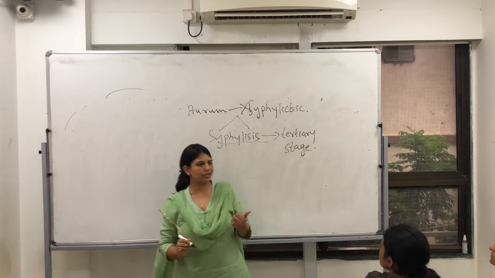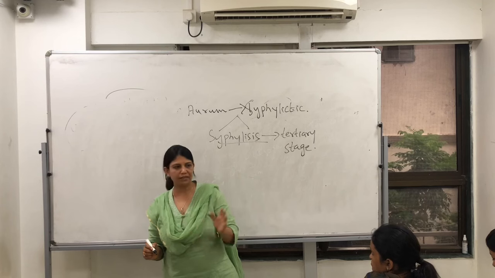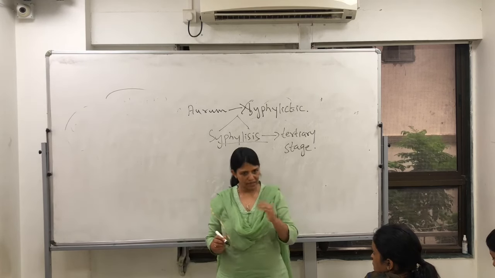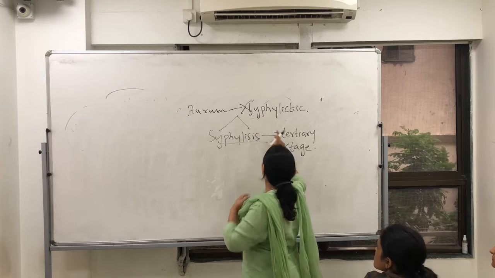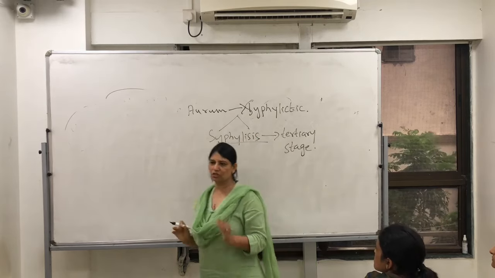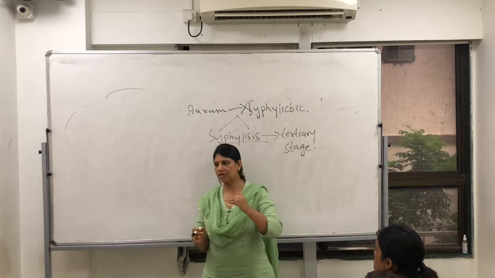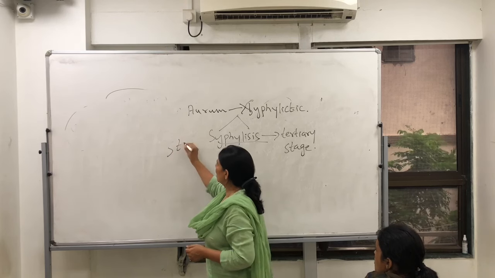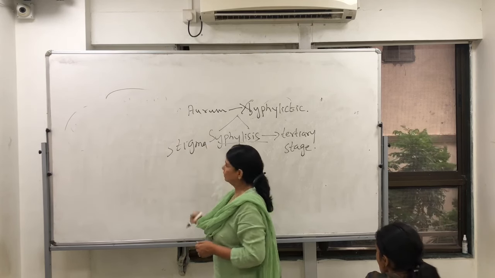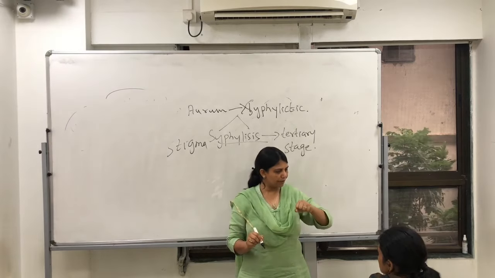Syphilis is a sexually transmitted disease, and in syphilis there are four stages: primary, secondary, latent, and tertiary. So from that, Aurum is a leading remedy for the tertiary stage. All the side effects that occur in the tertiary stage. Now see, in homeopathy, we believe that there is a stigma. Do you know what is stigma? Stigma means a mark.